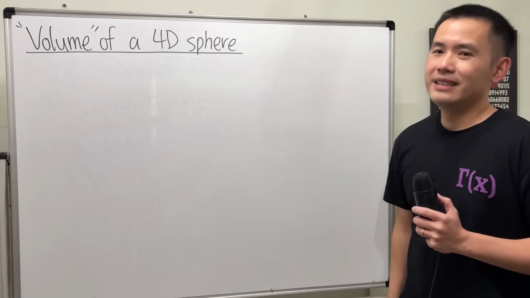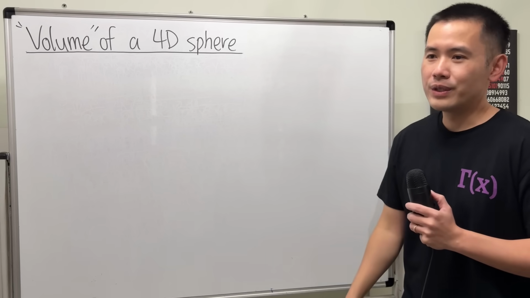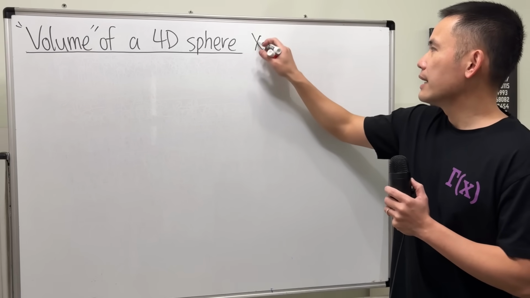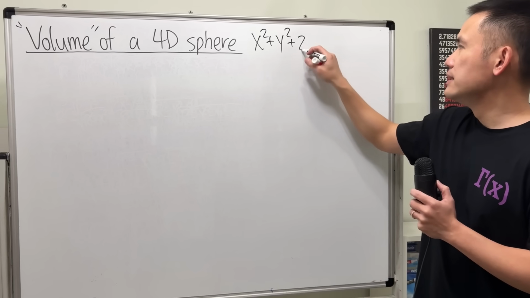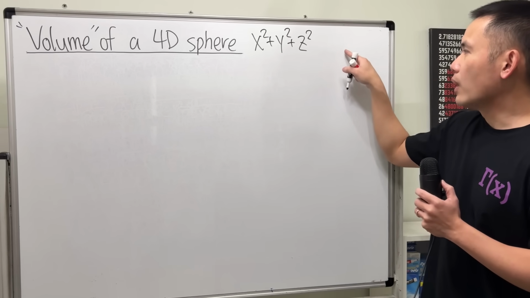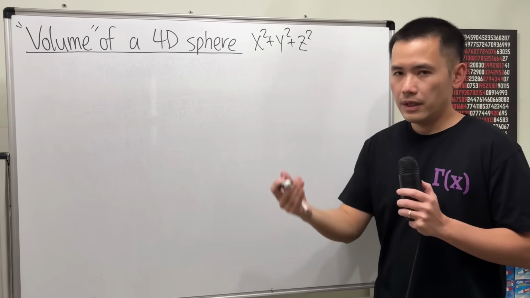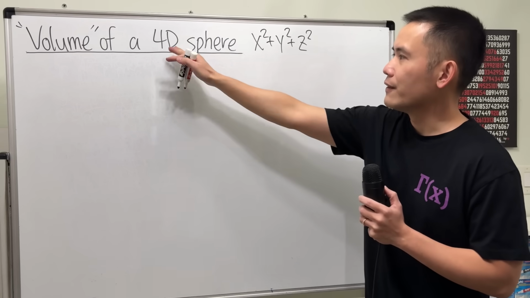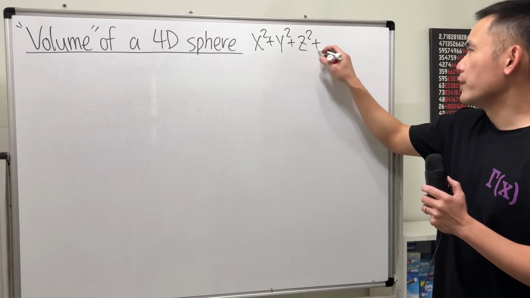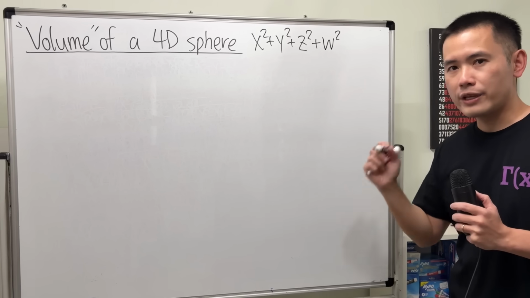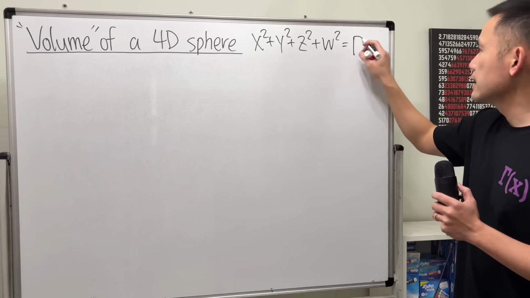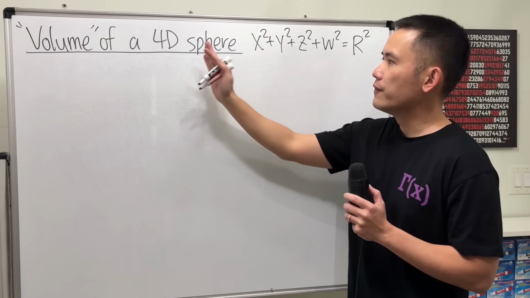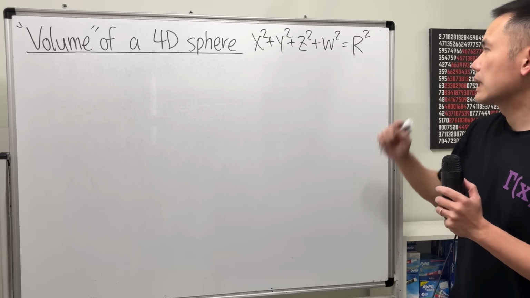For 3D, it's just like a ball, and we can use a triple integral to find the volume. And in fact, if you have x squared plus y squared plus z squared equal to r squared, that is the equation for a sphere in 3D. If you have 4D, just add one more variable, let's say w, and square that. Make that equal to the radius capital R, squared. This will be the equation for the 4D sphere with radius capital R.